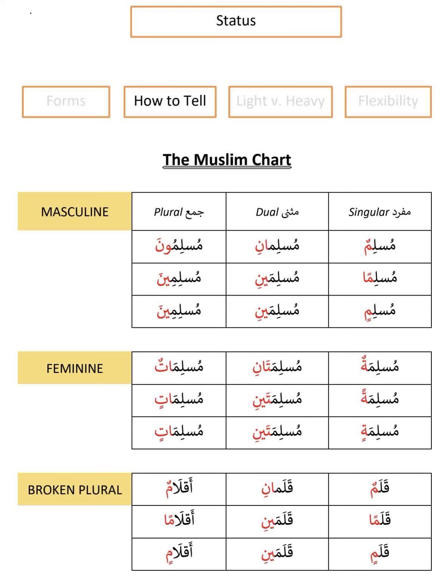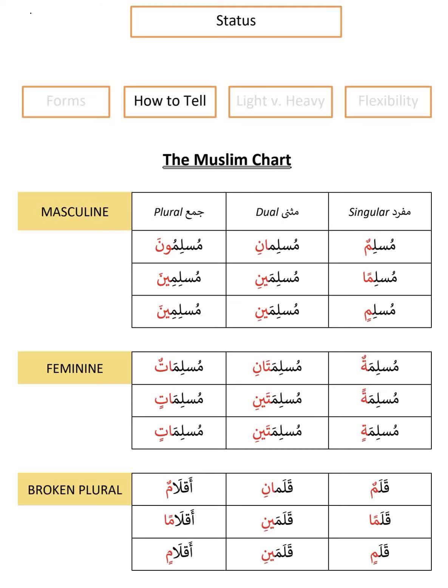Muslimun, un sound we learn is rafa. Musliman, an sound is nasb. Muslimin, in sound is jar. Then we learn Muslimani. Can you remember, ani sound is rafa. Muslimaini, aini sound is nasb or jar. I would say Muslimaini twice, because to develop the chart, aini sound gives you nasb or jar.